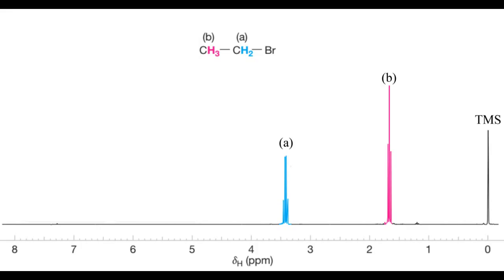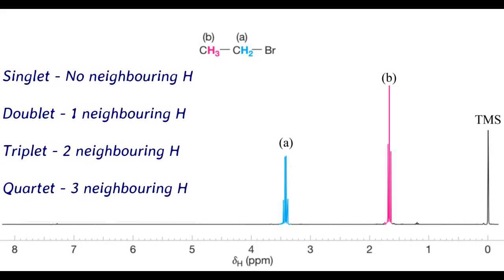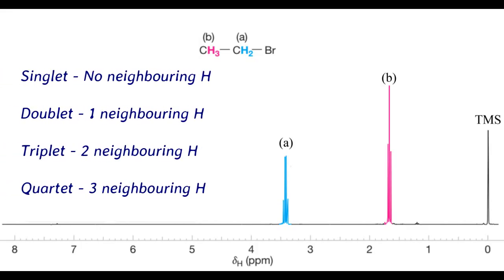Next, look at the splitting patterns. For example, a doublet indicates one neighboring proton, while a triplet means two neighboring protons, and so on. This information helps us map out which protons are near each other in the molecule.